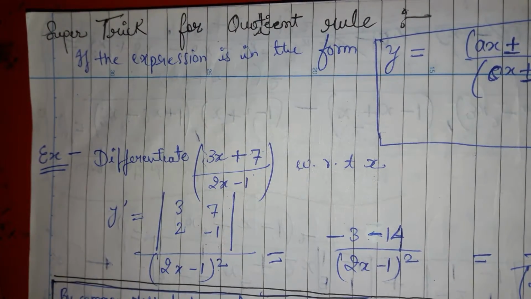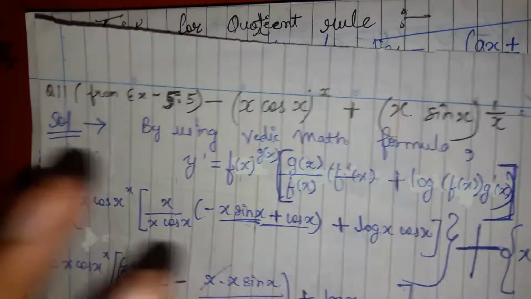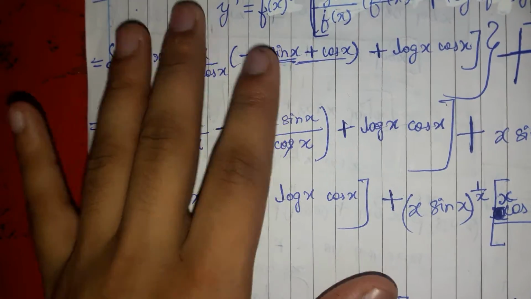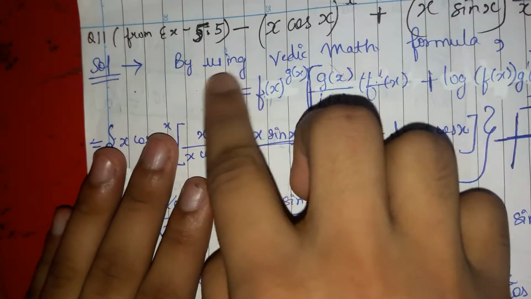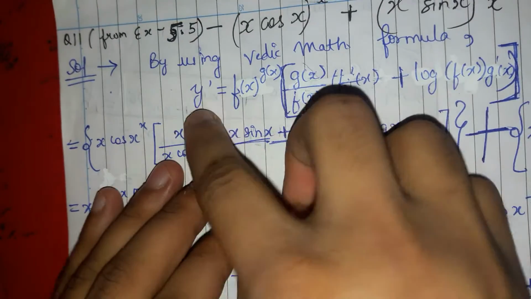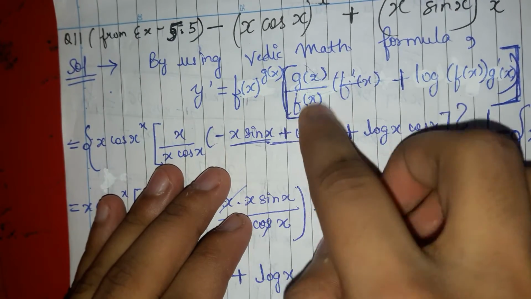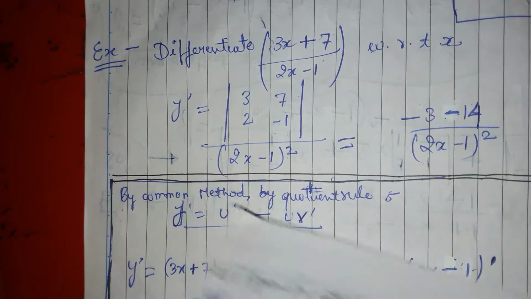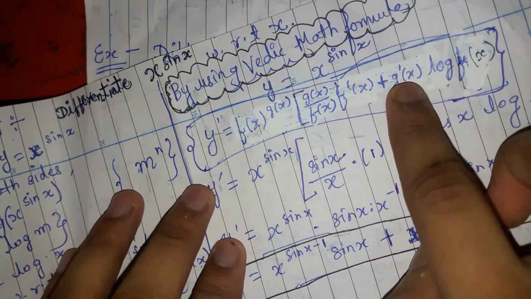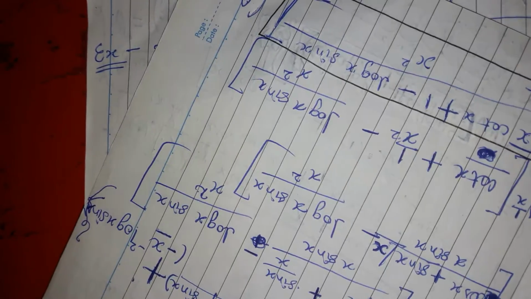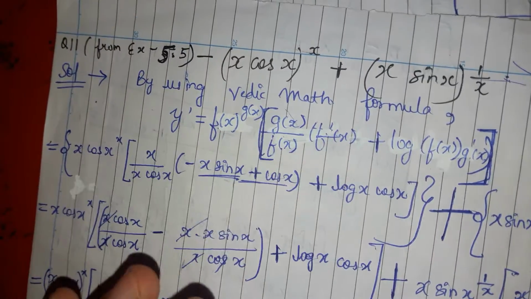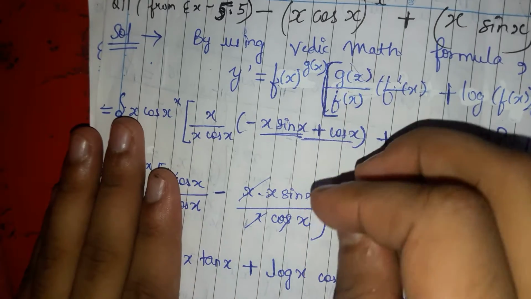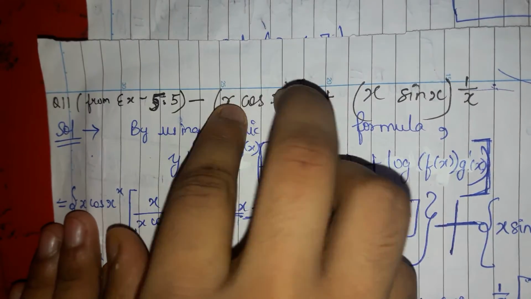So here is the Vedic math formula. I am not discussing the general method because you already solved it in class or you have already learned this. By the Vedic math formula, y dash is equal to: copy the function as it is, times g(x) by f(x) into f dash x plus log f(x) into g dash x. It doesn't matter that in the previous question I wrote g dash x first. 2 into 3 is 6, 3 into 2 is 6. In multiplication, the position of numbers doesn't matter at all. So I have applied the formula in this also and in this also.